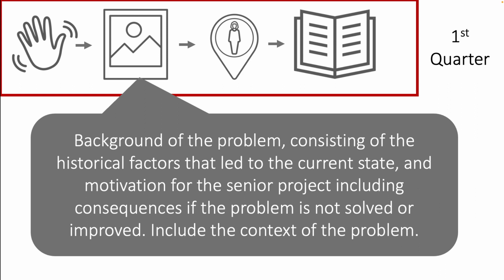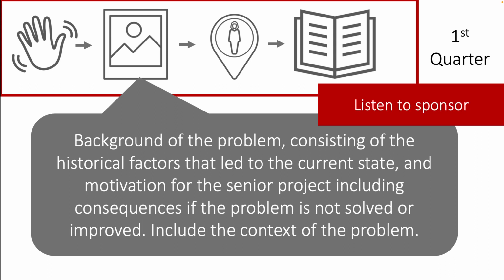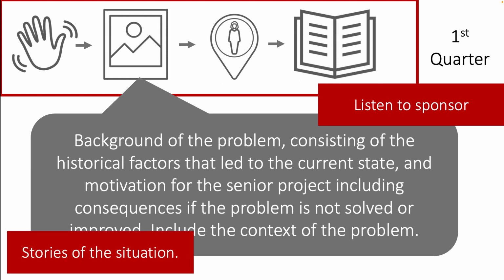The next thing we're going to be doing is looking at the background of the problem. And this consists of the company context, the historical factors, why it's even important as a senior project, and really digging down into the surrounding aspects of the problem. Part of this is listening to the sponsor and trying to understand why the sponsor thinks this is an important problem and what's their context in their company or in their organization.